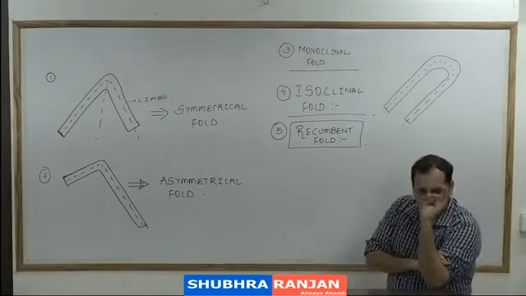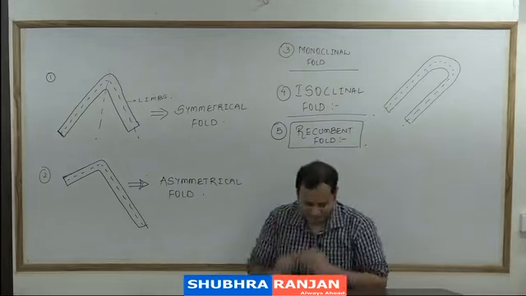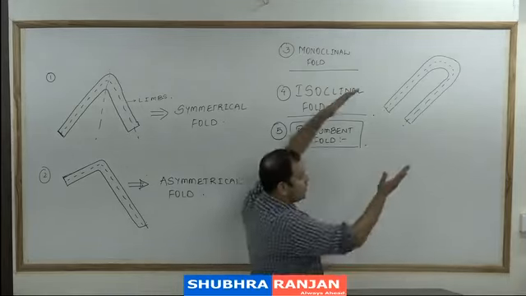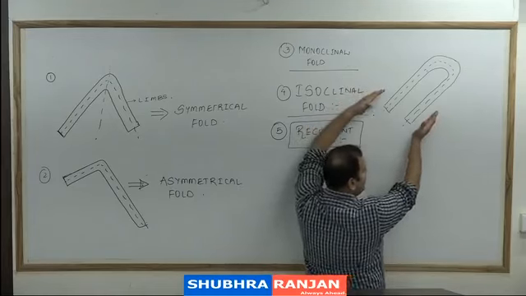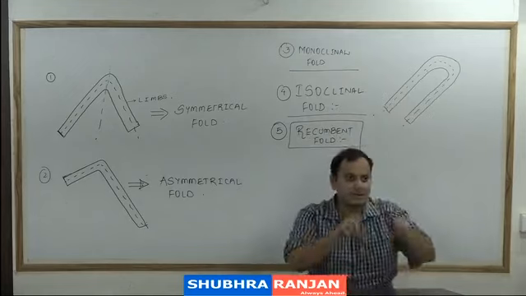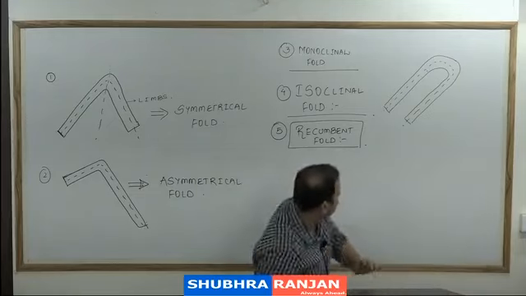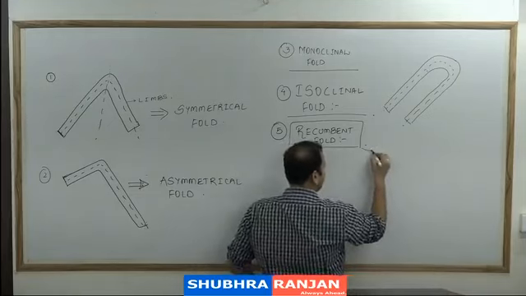So, recumbent fold. What is happening in the recumbent fold? In this, the compressive forces are so strong that both the limbs become parallel to each other, but they also become parallel to the ground surface. That means this is how the limbs will become.